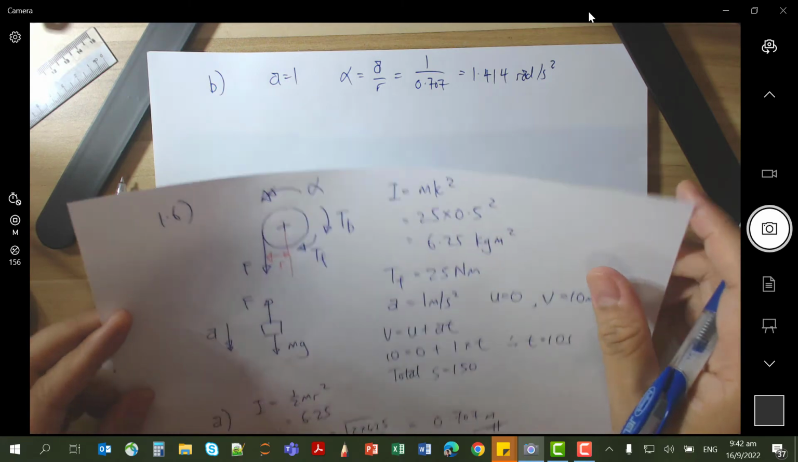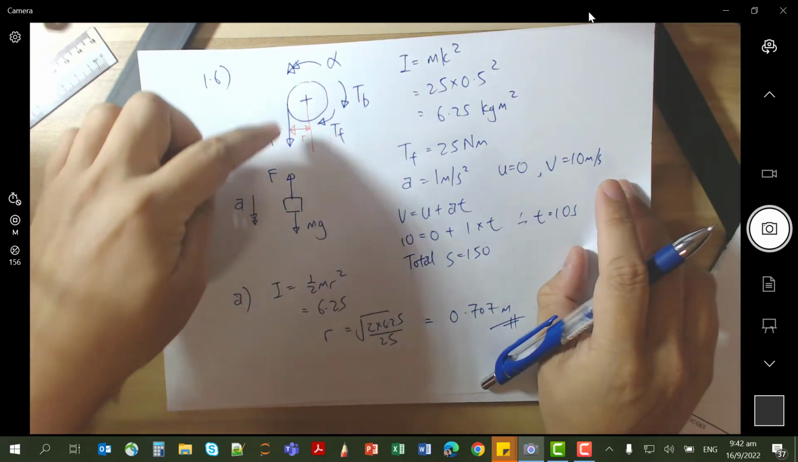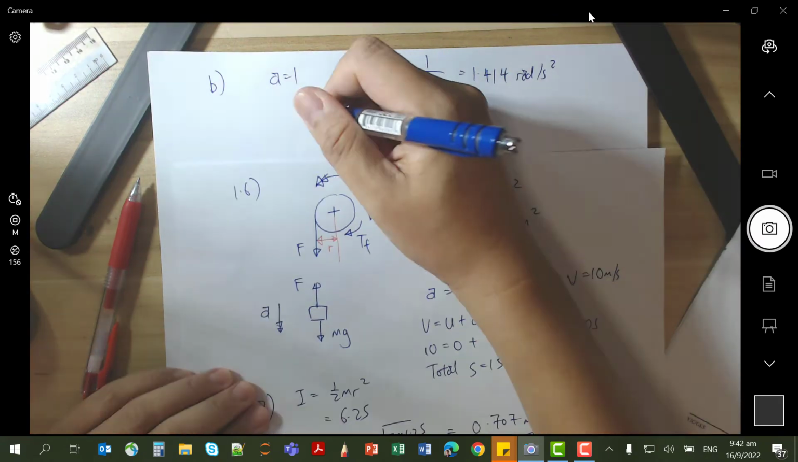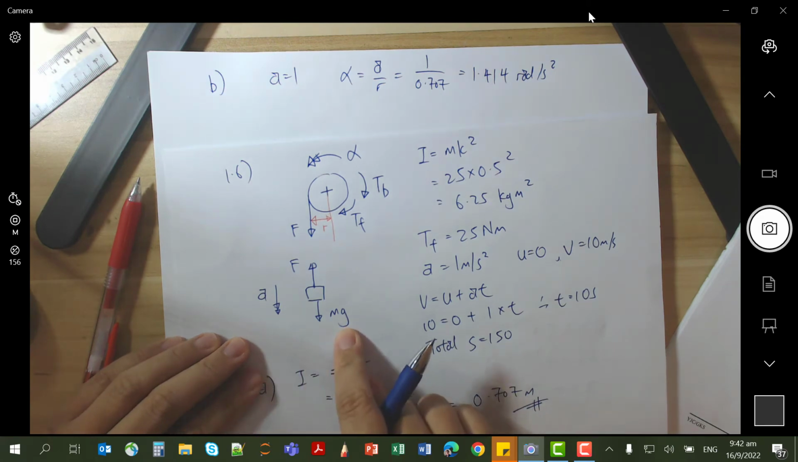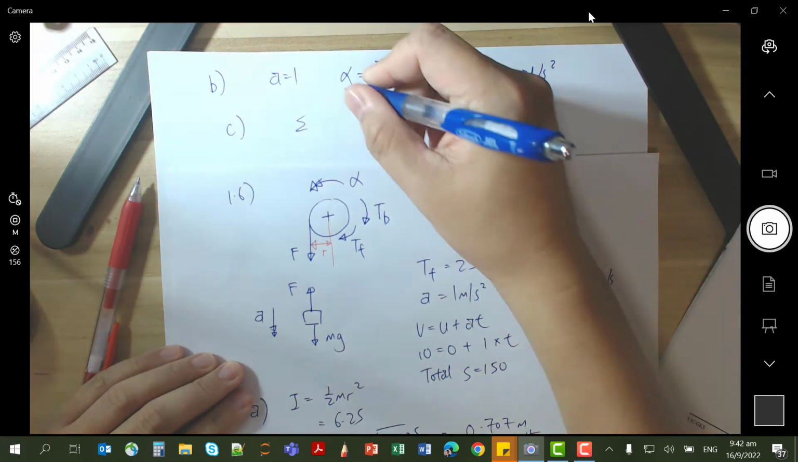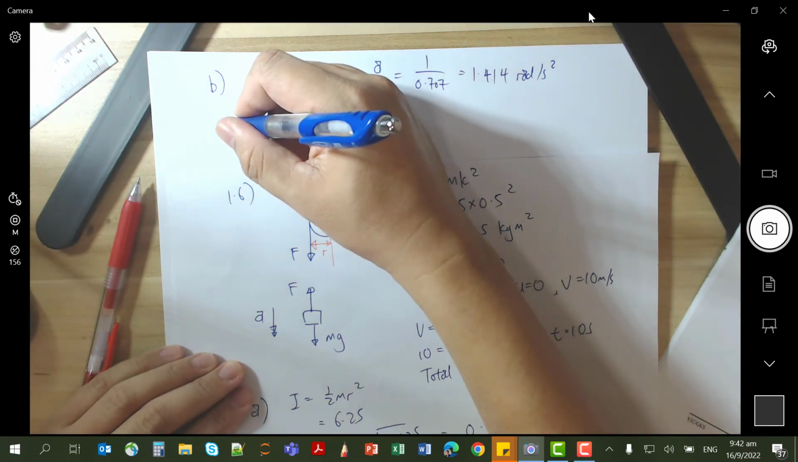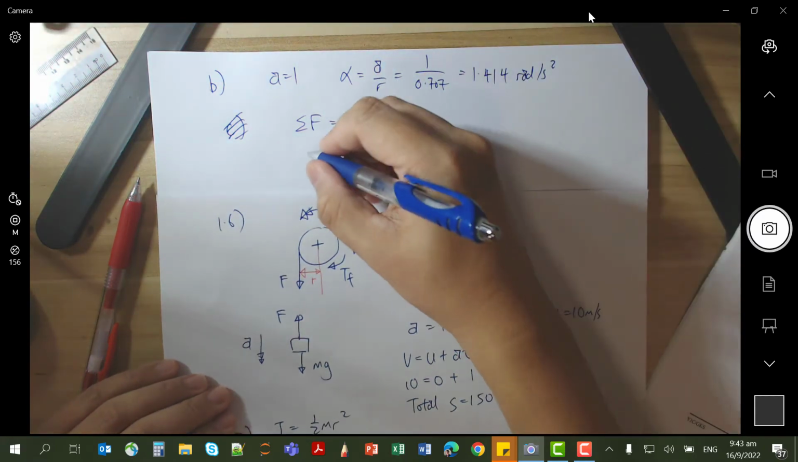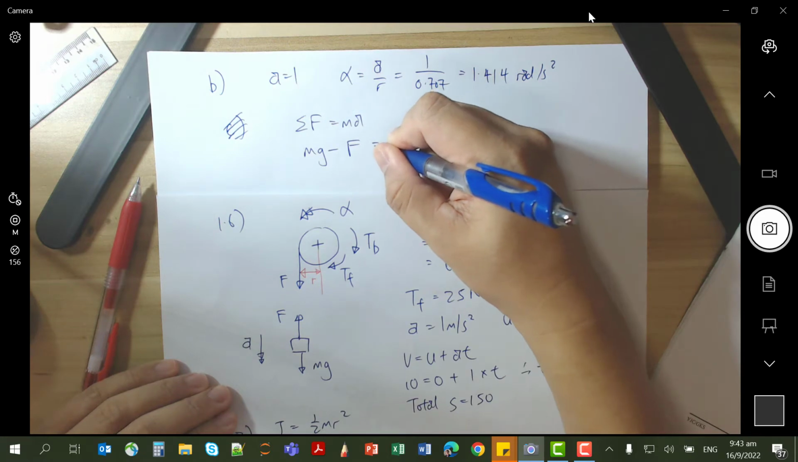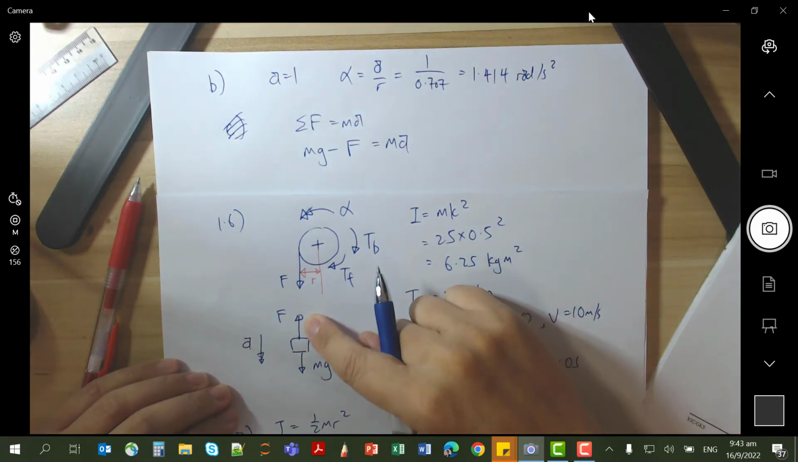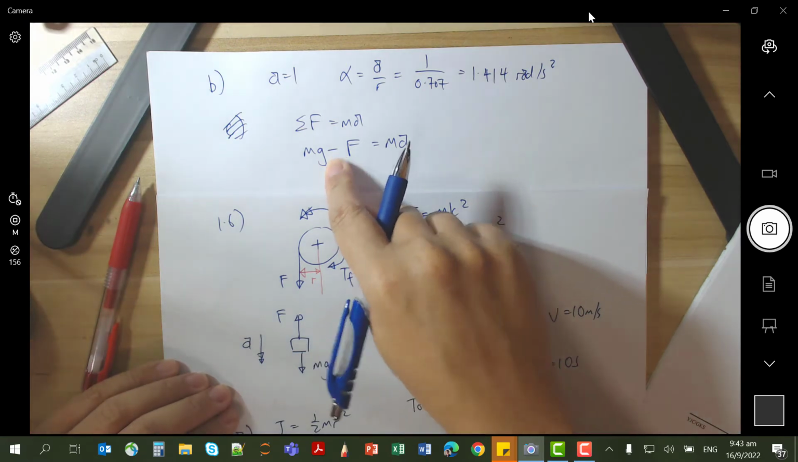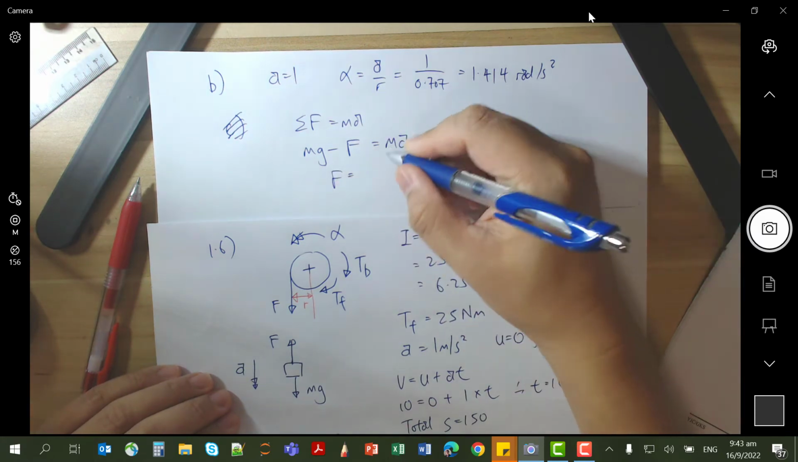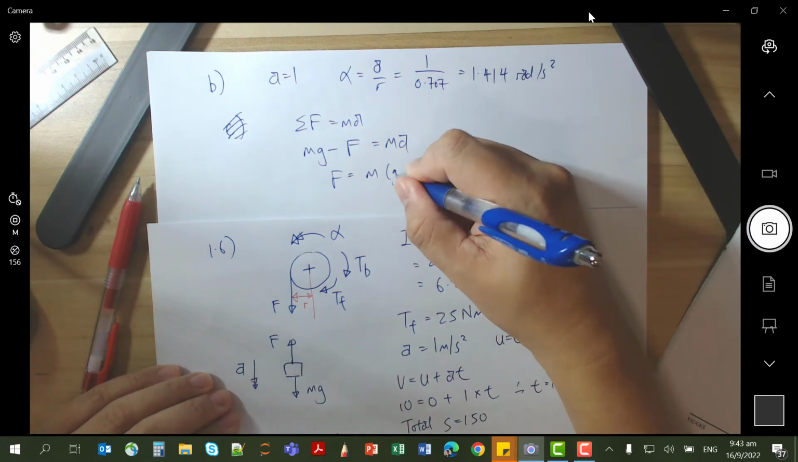Okay, with this we can look at both equations, sum of forces. Let's look at the linear component first. A is pointing down, so mg is positive. No, sorry, C. Sum of forces equals ma. So it would be mg minus F equals ma. F is the only opposite direction, so it should be negative. So the tension is then mg minus ma.